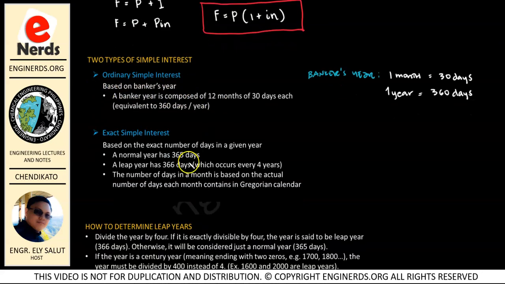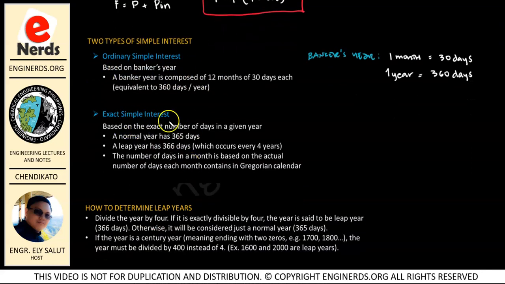So, ano naman itong tinatawag nating exact simple interest? So, it is based on the exact number of days in a given year. So, kung ilan talaga yung araw in a particular month, yun talaga yung ating i-consider. So, normally we have 365 days in 1 year, di ba? Or kapag meron tayong leap year, we have 366 days. Okay, so the number of days in a month is based on the actual number of days of each month that is contained in the Gregorian calendar.